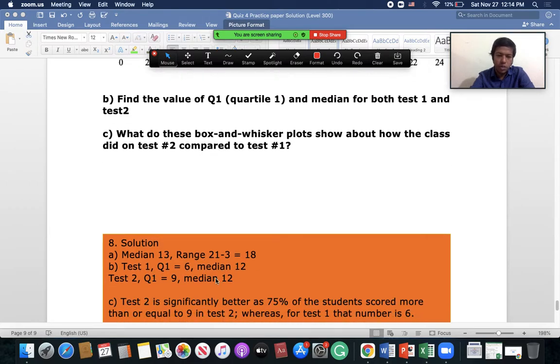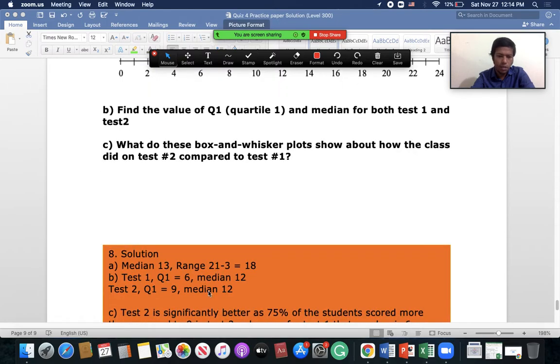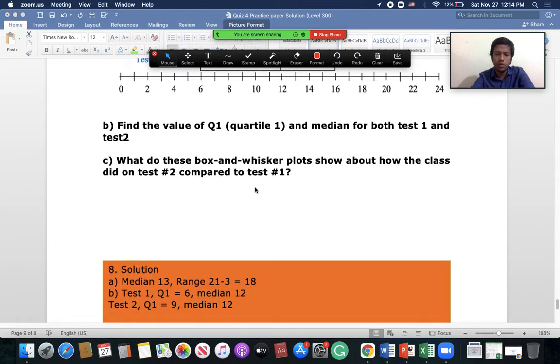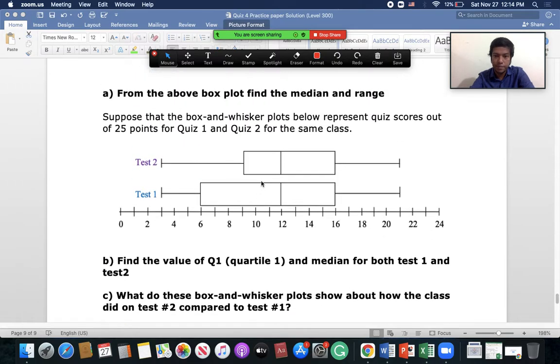And for the test 1, for the test 2, what is there? Quartile 1, median. And you can see quartile 1 is 6 for test 1, quartile 1 is 9 for test 2. Did I write 9 here? Test 2, 9. Yeah, median is 12, 12 for both of them. And test 2 is significantly better, as 75% of the students scored more than or equal to 9 in test 2, whereas for test 1, that number is 6.